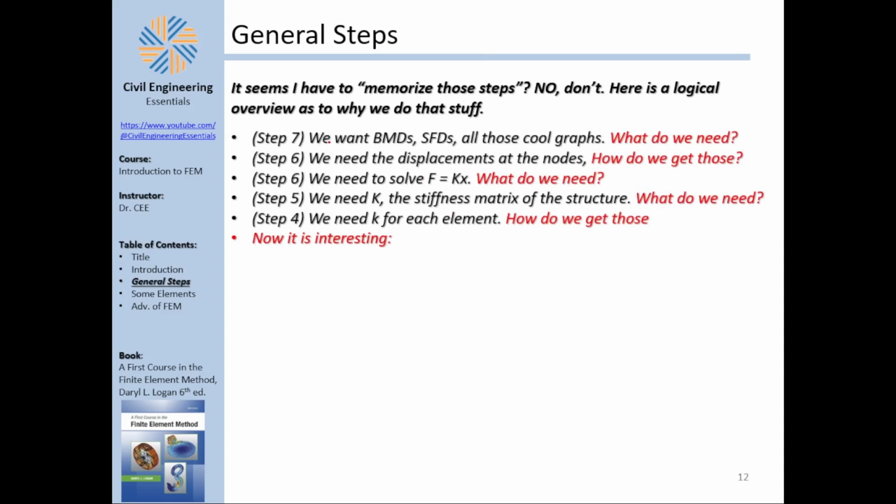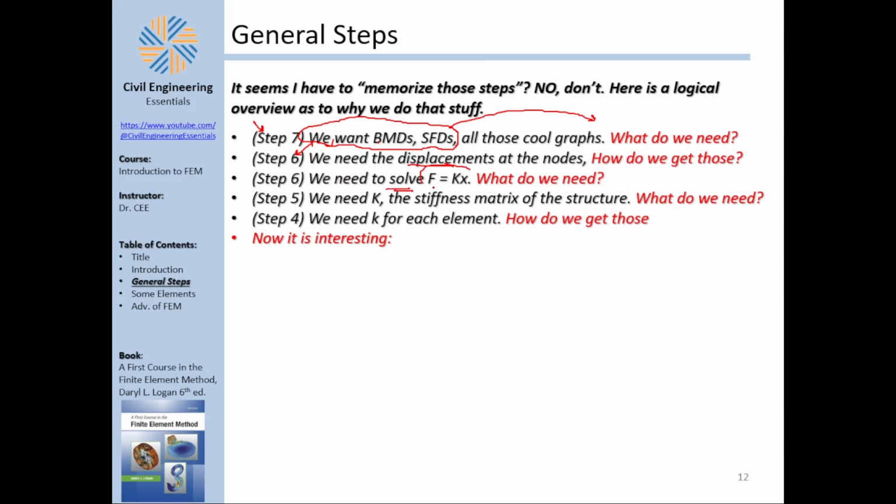What is our mission and objective? Our mission and objective is to find those results, BMDs, SFDs, moments, and all those cool graphs. How can I find them? And by the way, I'm trying to write the step beside each of those things. So this is step 7. Now, how can I find those juicy little information results? Well, you cannot find them unless you find the displacement at the nodes, which is step 6. And to find the displacement, you need to solve the equation, which is still step 6.